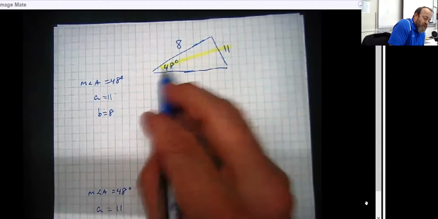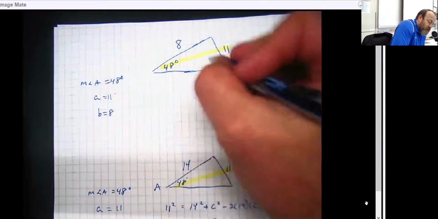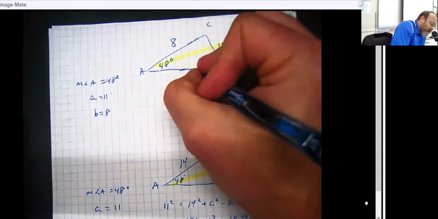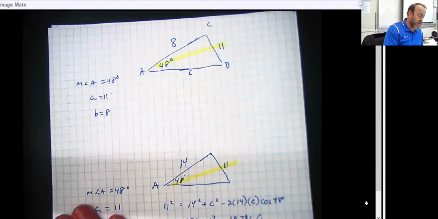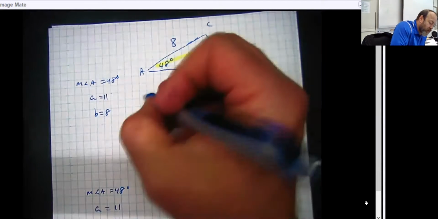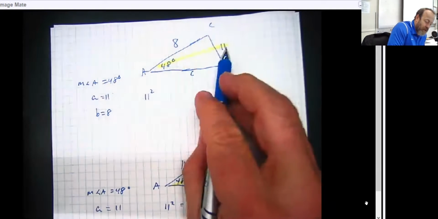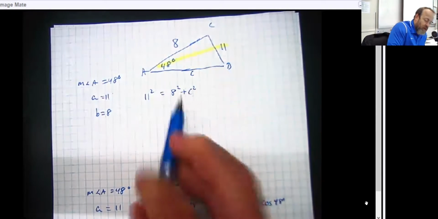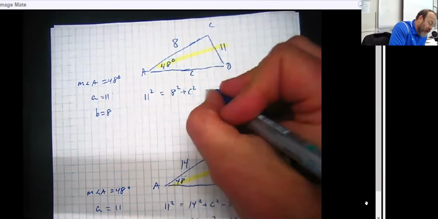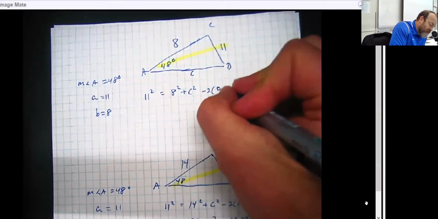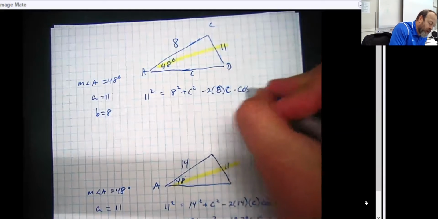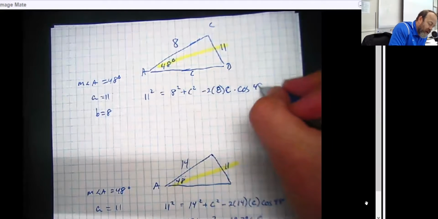And you can tell that I have some stuff laid out here. So what we always do is look for where things are across from each other. I guess this was A, this guy was B, and this one was C. I'm not really sure what C is yet. So that's how I'm going to set this up. I'm going to start with 11 squared, the side opposite, equal to the sum of the other two sides squared, that's 8 squared and C squared, minus 2 times 8 times C, this guy right here, times the cosine of the angle where it all began.